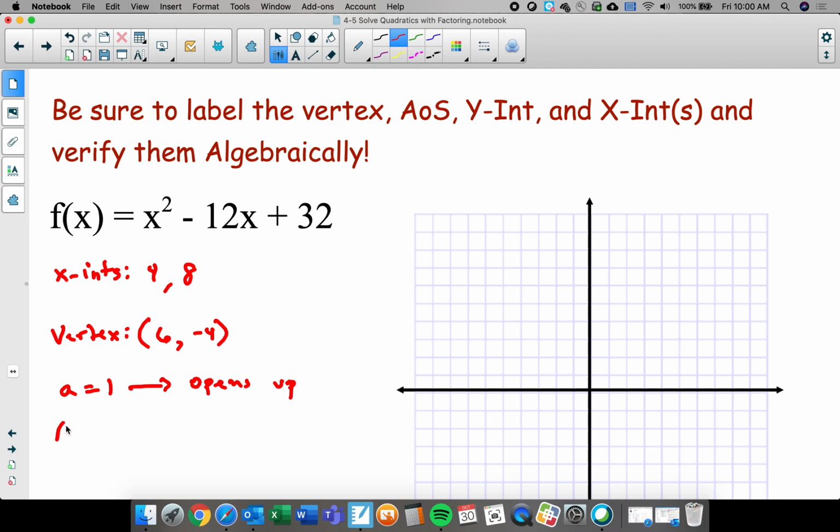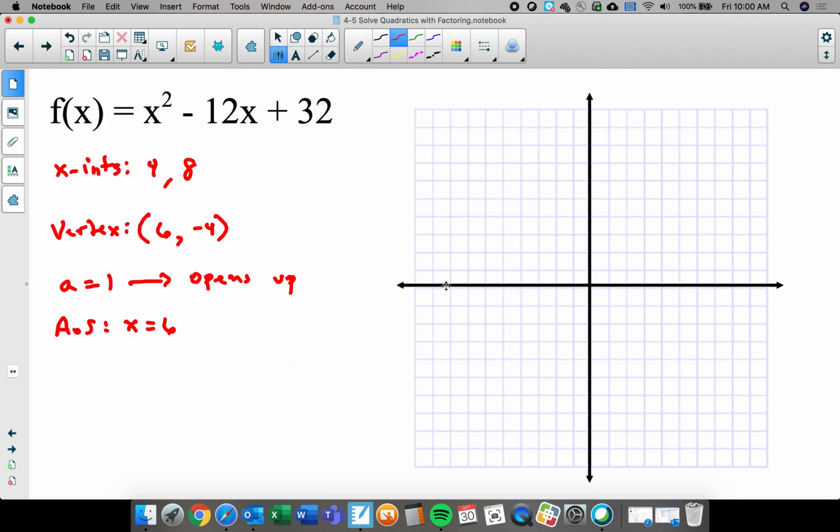I can put in here the axis of symmetry is going to be x equals 6. It's going to go right through the middle of the vertex. And then the only thing left is to find the y-intercept, which you can always find because this is in standard form. Your y-intercept in this case is 32, okay, which obviously is not going to be on this graph, but that's okay.